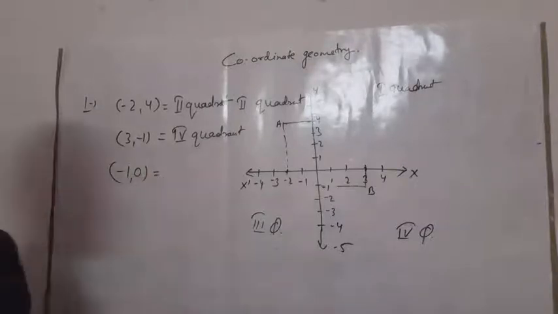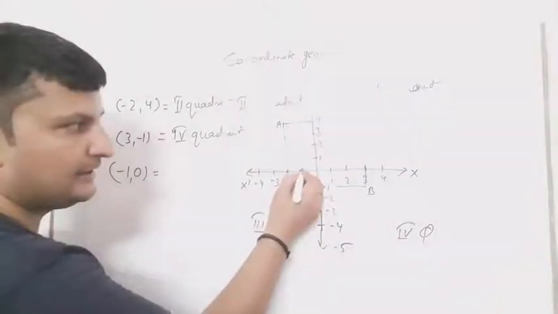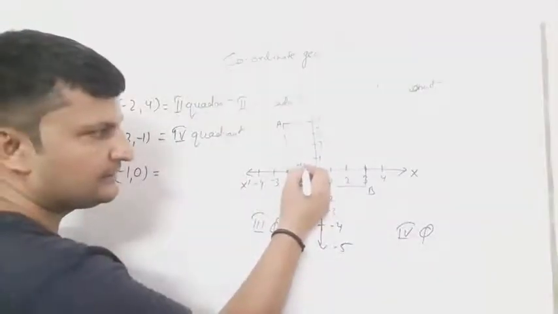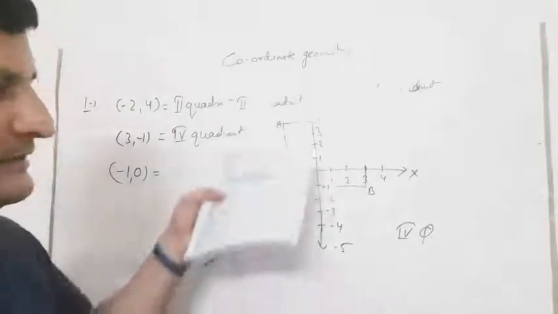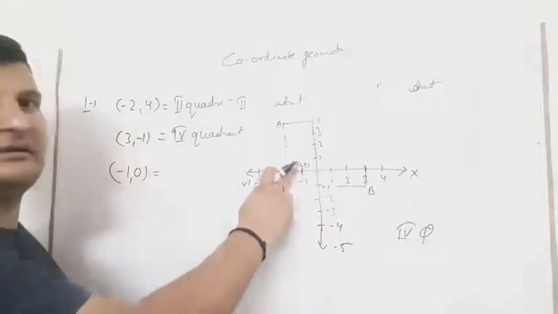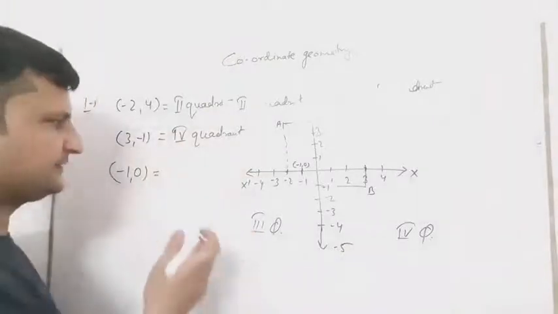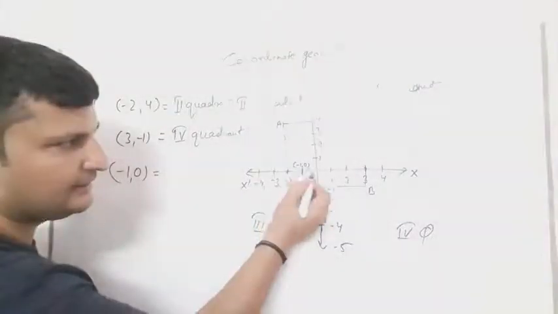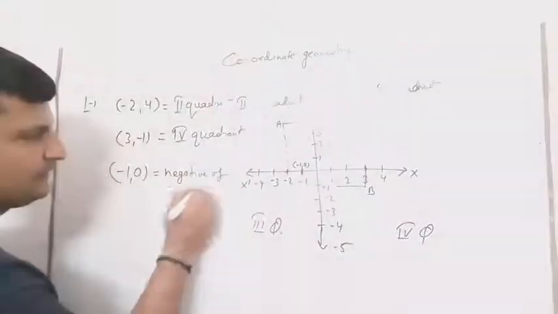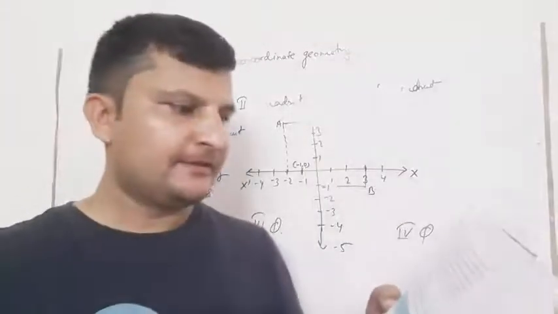Third point is (-1, 0). It is a very important question. Where is the point -1? -1 is here, and the y-coordinate is 0, so it will lie here, (-1, 0). Some students will write that it is in the second quadrant, but that is the wrong answer. It is not in a quadrant, because when the point lies either on the x-axis or y-axis, it lies on an axis. So (-1, 0) lies on the negative x-axis. Understood?